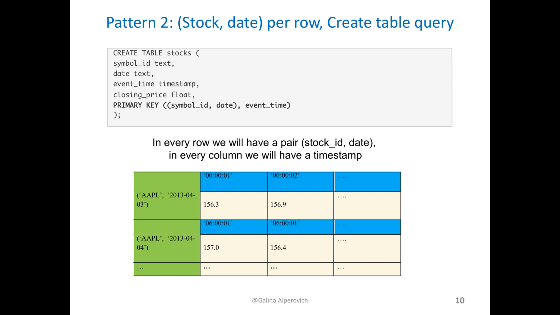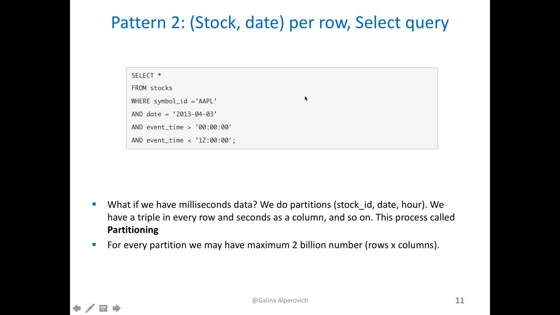That means if you want to use, for example, data for every millisecond, you can partition by 3 columns: symbol ID, date, and for example hour. And in every partition you will have seconds or milliseconds. To select the data, you execute similar queries, but you specify symbol ID, you specify date, and range. This process is called partitioning. There is a rule that we can have a maximum of 2 billion cells, meaning rows times columns, for one partition.